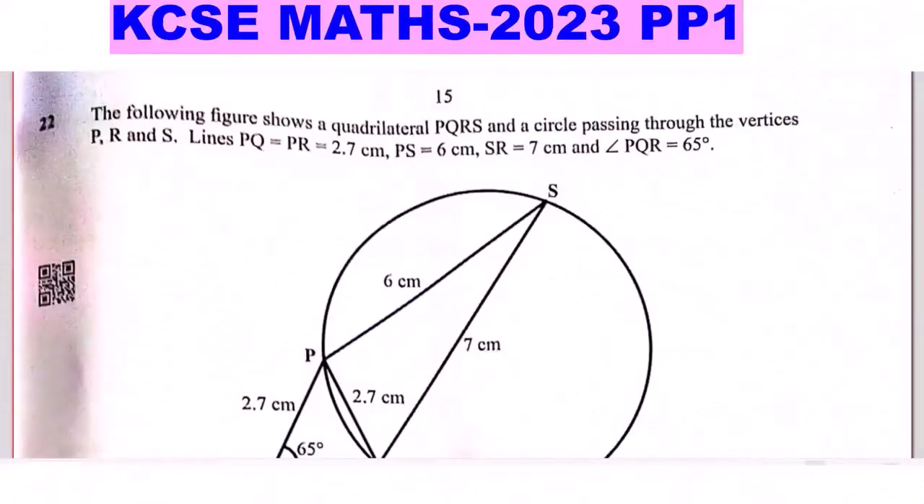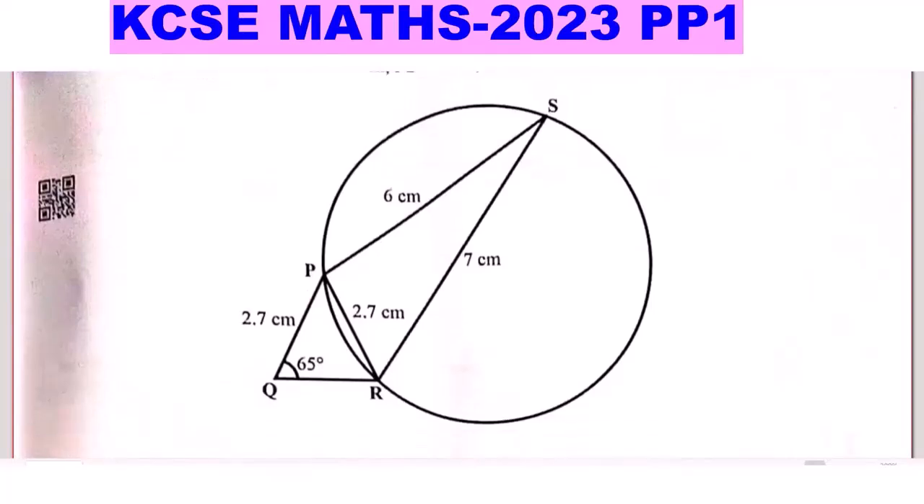Question 22. The following figure shows a quadrilateral PQRS and a circle passing through the vertices P, R, and S. Lines PQ is equal to PR is equal to 2.7 centimeters, PS is equal to 6 centimeters, SR is equal to 7 centimeters, and angle PQR is equal to 65 degrees. So the diagram is there with all the measurements indicated.